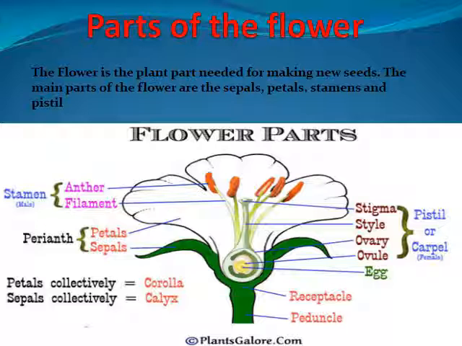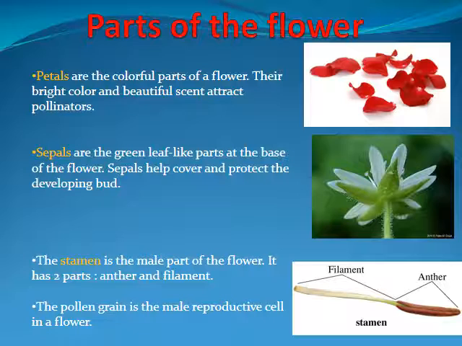Anther and filament compose the stamen, while stigma, style, and ovary compose the pistil, which has another name, the carpel. We have the corolla, which is the sum of petals. We have the calyx, which is the sum of sepals. We also have the receptacle and the peduncle.